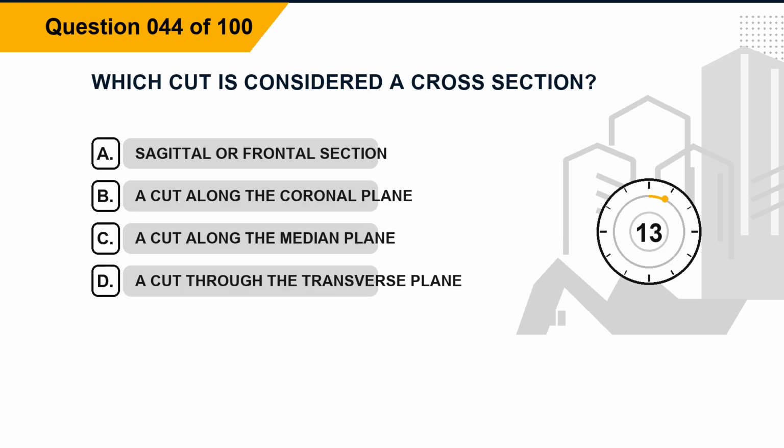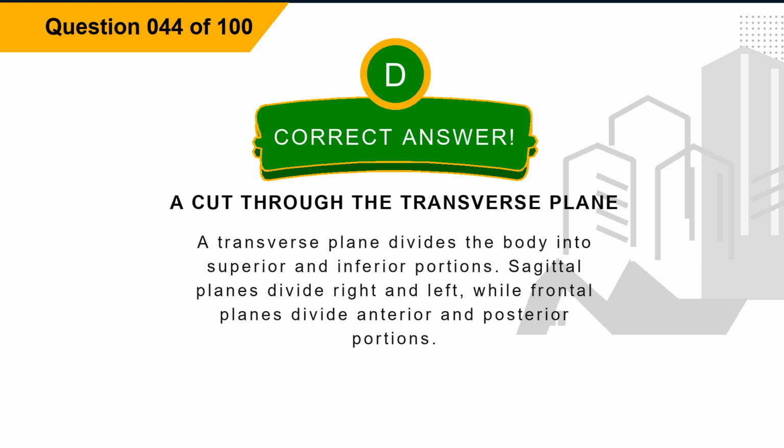Question 44. Which cut is considered a cross-section? Option A, sagittal or frontal section. Option B, a cut along the coronal plane. Option C, a cut along the median plane. Option D, a cut through the transverse plane. The correct answer is option D, a cut through the transverse plane. Explanation. A transverse plane divides the body into superior and inferior portions. Sagittal planes divide right and left, while frontal planes divide anterior and posterior portions.